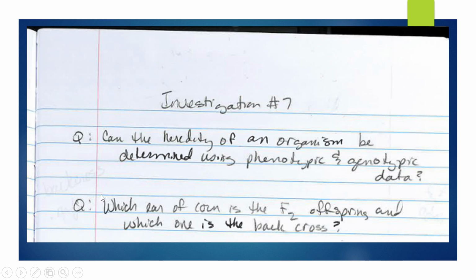The much more realistic question, the question that we absolutely can answer by doing this lab activity, is which ear of corn is the F2 offspring and which one is the back cross? So when we draw our conclusions, this is the question that you are answering. This is what you're answering to make your claim.